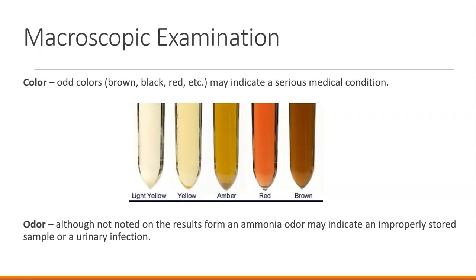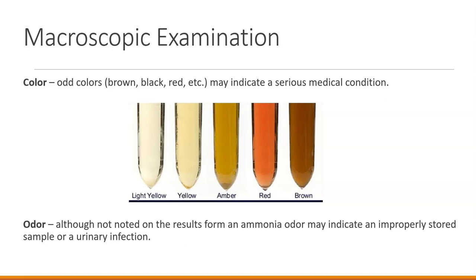Macroscopic examination includes the visual evaluation of a urine sample. So what we're going to do is note the color, and odd colors such as brown, black, red, etc. may indicate a serious medical condition. So yes, we use terms like light yellow or straw to record our observations. And then again, you would describe any abnormal colors or visualization with other words.